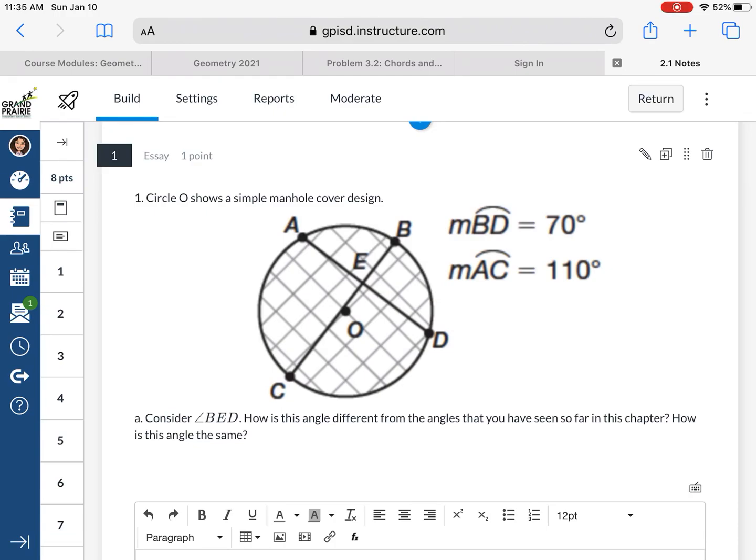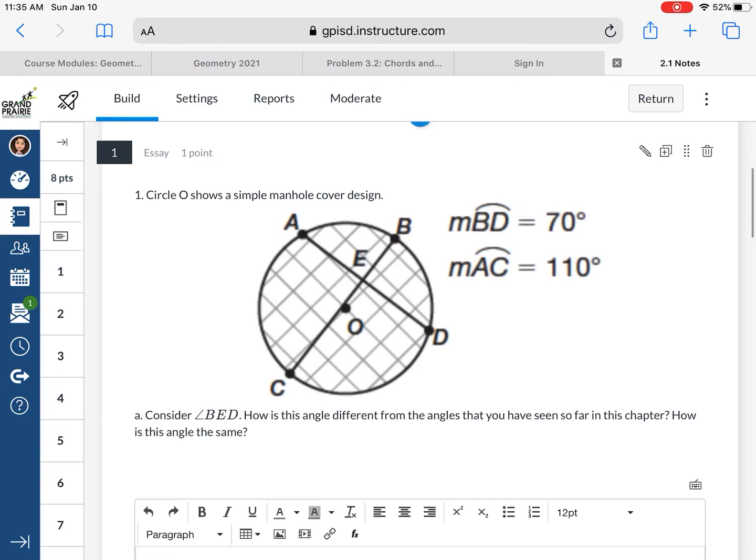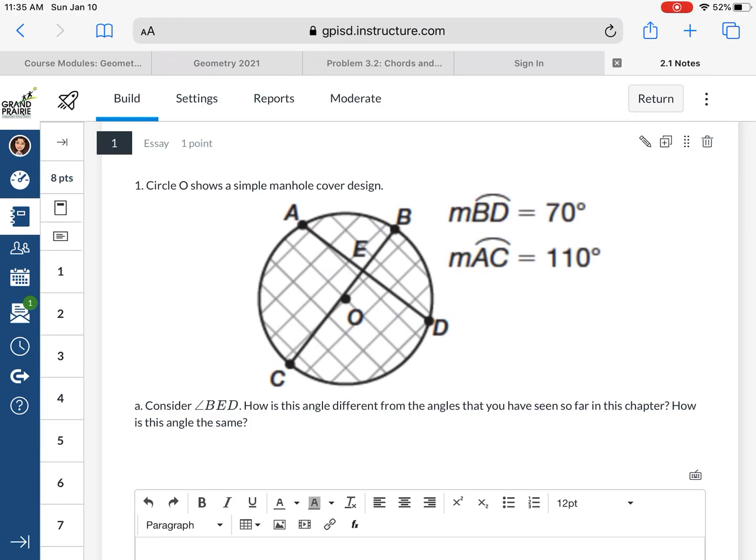So if you paused it and you came back, perhaps you typed in this box that this angle is different from the previous angles because the vertex of this angle is neither on the circle nor on the center of the circle. The angles are the same in the way that the endpoints of the sides of the angle lie on the circle. So those are the similarities and differences. You can see that the vertex is somewhere inside the circle, but not specifically at the center or at the edge. But the angle itself looks very similar to what we've seen before. So hopefully you were able to type that in.